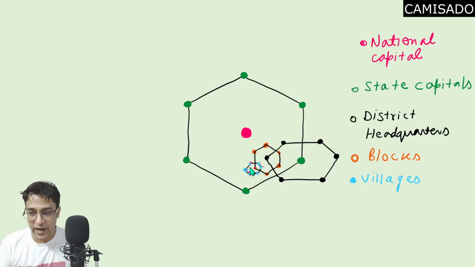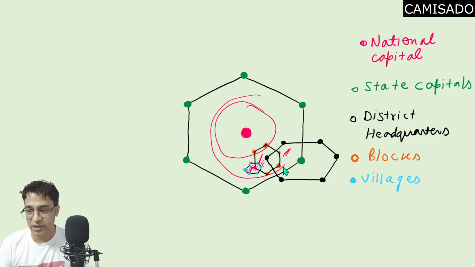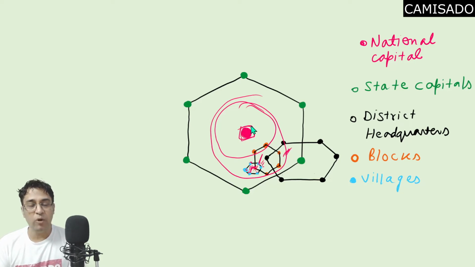So notice that the complementary area of this hexagon is nesting within this larger hexagon, and this larger hexagon is ultimately nesting within this bigger hexagon. So all these are nesting within the complementary area of this higher order central place. So now what is the advantage of this?